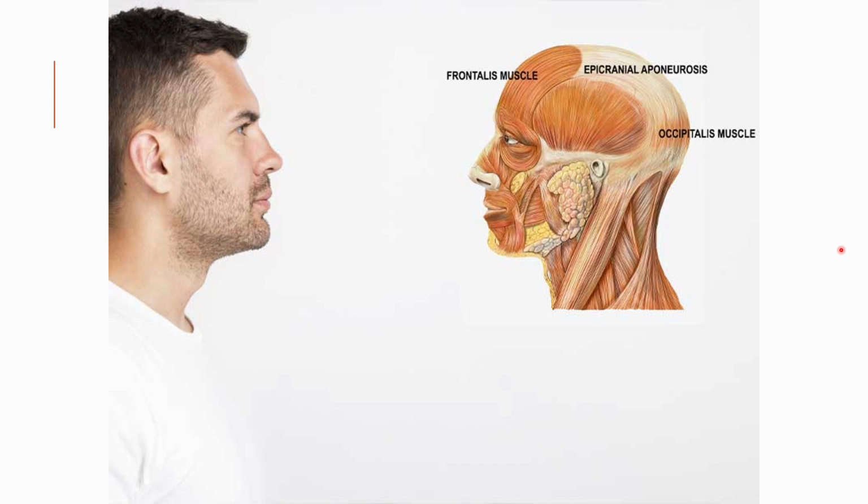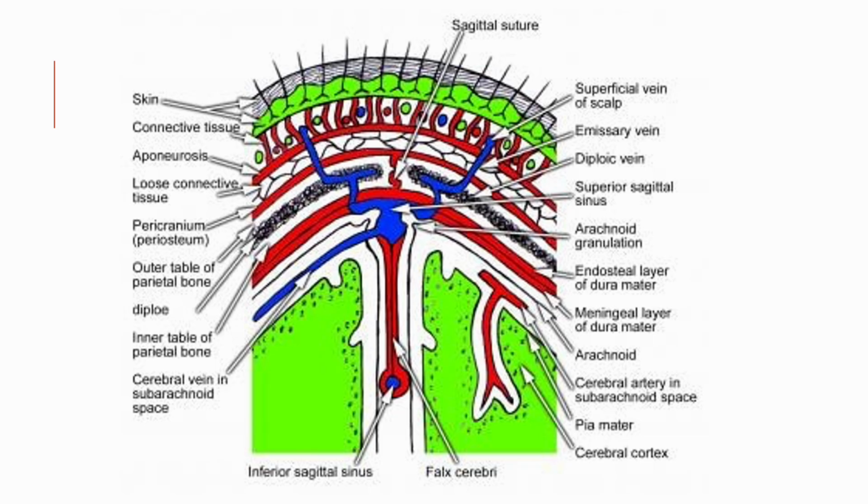The epicranial aponeurosis, the galea aponeurotica, is a tough layer of thick fibrous tissue that runs from the frontalis muscle anteriorly to the occipital muscle posteriorly. Laterally, it continues as the temporal fascia. The loose areolar tissue connects the epicranial aponeurosis to the pericranium and allows the 3 layers of the scalp to move superficially over the pericranium.